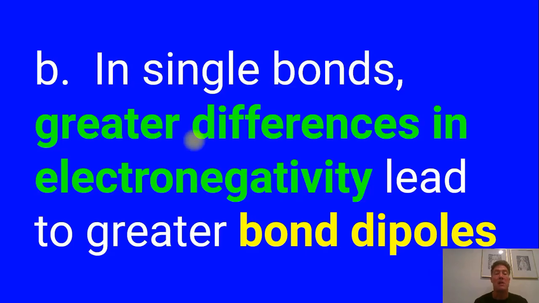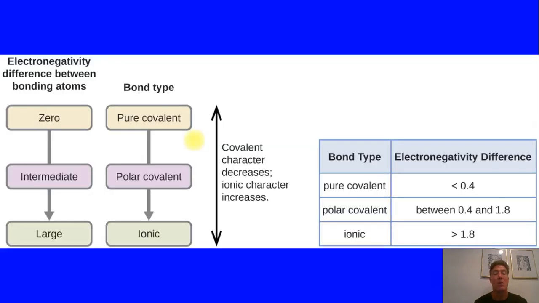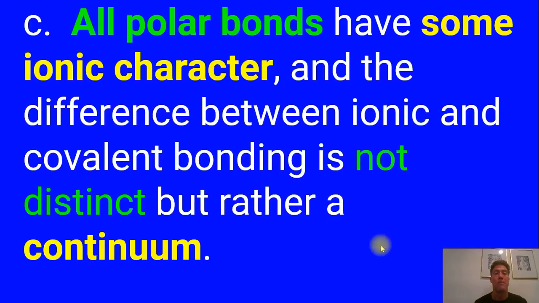In single bonds, greater differences in electronegativity will lead to greater bond dipoles, and that's just the amount of difference between the positive and the negative side. So again, there's a scale between pure covalent, which starts at a 0 difference. Anything less than about 0.4 is considered pure covalent. Anything between 0.4 and 1.8 is considered polar covalent. Anything above about 1.8 is considered ionic. Again, different charts will vary, but that's a pretty good rule of thumb.